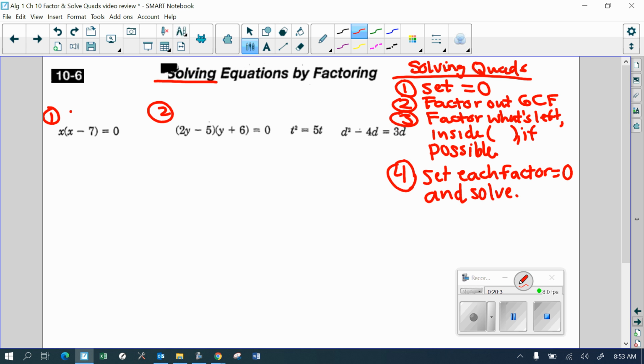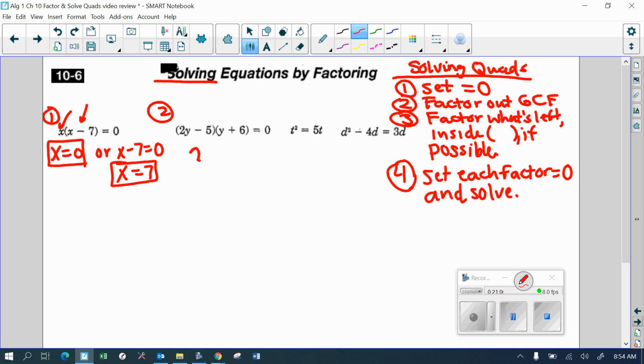So I said each factor, these are called factors. So x equals 0 or x minus 7 equals 0. Notice x equals 0 is already done for me. So one answer is x equals 0. I solve this, I get x equals 7. So if I plug in 0 or 7 into that equation, I will get 0. Okay, so it works. Check it by plugging it back in.